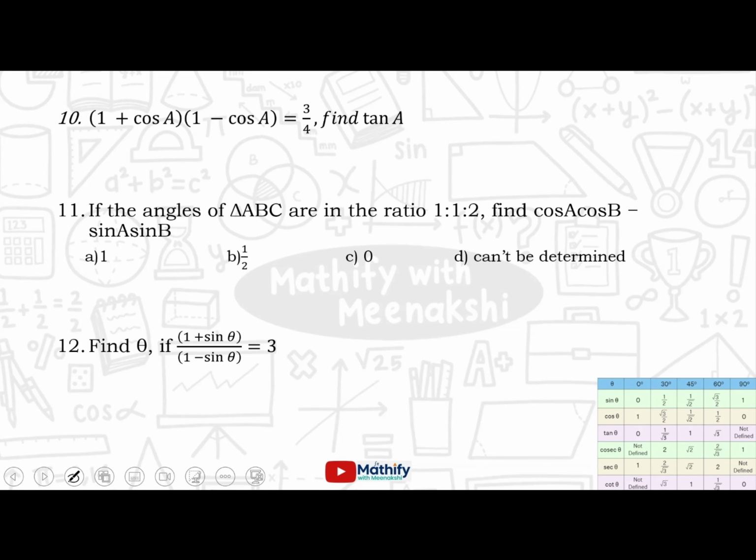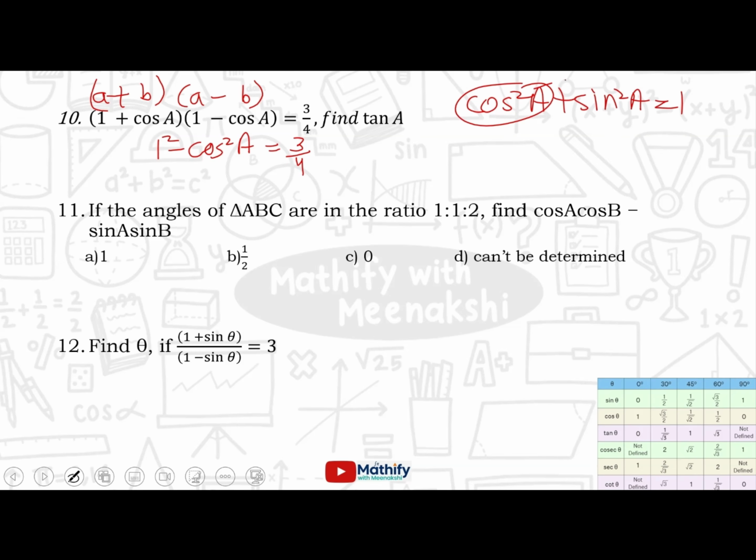1 plus cos A into 1 minus cos A is equal to 3 by 4. It's very easy. You just see the identity. A plus B into A minus B. What's the identity here? It's A square minus B square. That means 1 square minus cos square A. This is given, it's 3 by 4. Now, what is 1 minus cos square A? If you know the identities, that's cos square A plus sine square A is 1. That means 1 minus cos square A is sine square A.